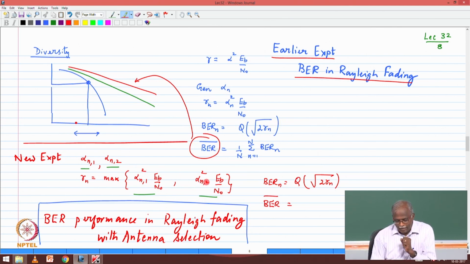identical Rayleigh random variables. And what you will find is that you cannot do worse than the previous case. You can always do either as good or better, sometimes much better than the previous case, and that's why you will see the green line.